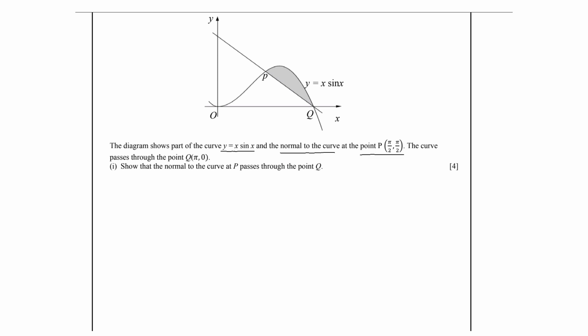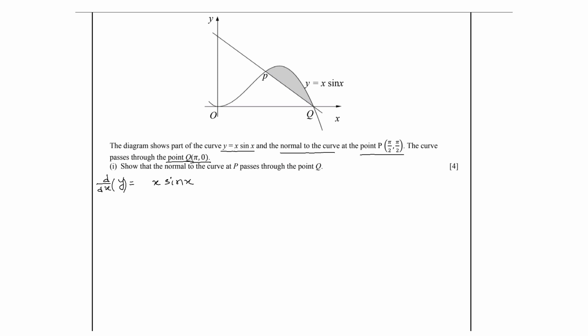Now, for the first part of this question, we have to show that the normal that passes through the point P does also pass through the point Q. So, let's begin. Let's write the equation first. The equation is y equals x times sine x. Now, let's differentiate this equation with respect to x from both sides.